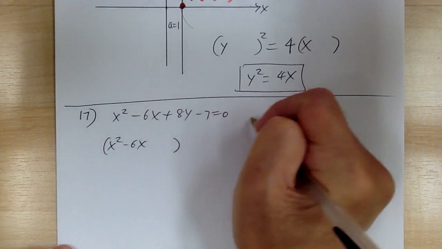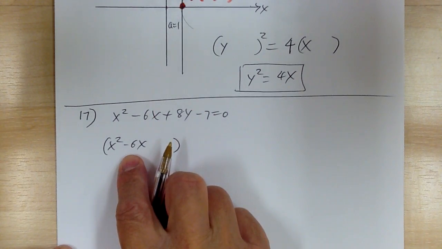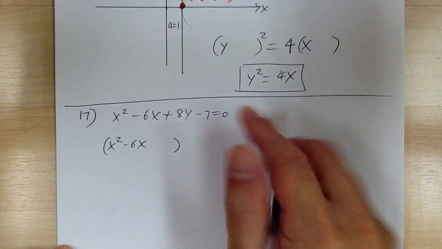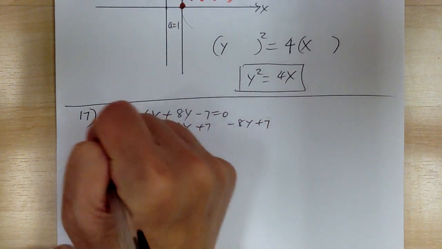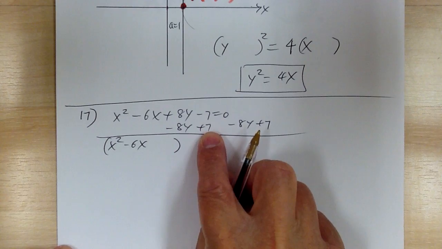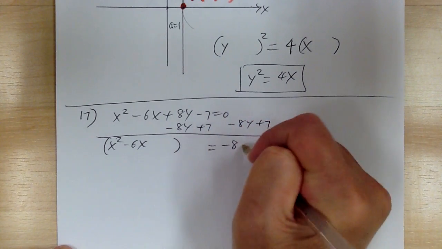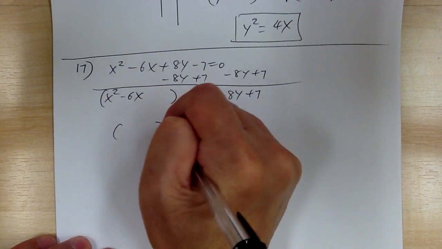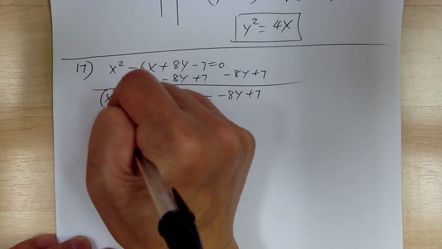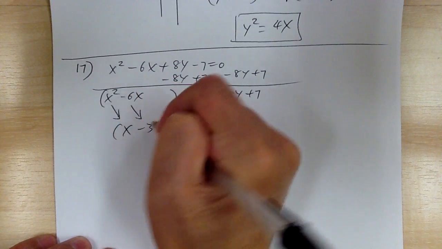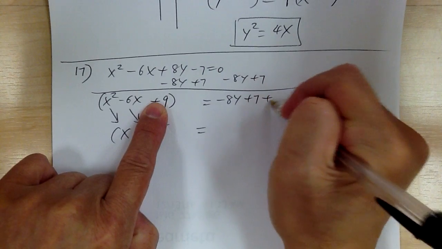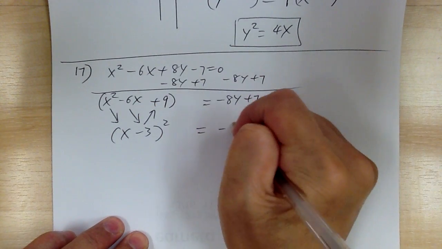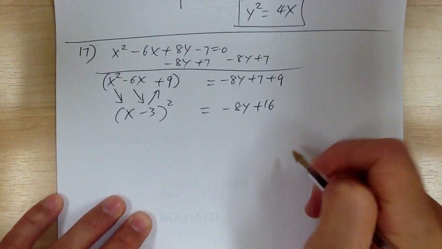x is going to have a square, so the terms that are not squared, you have to put on the other side. So minus 8y plus 7. You can write it down so it helps you to avoid careless mistakes. Okay, and get your perfect square. So from this you get x, from this you get minus 3, so you get plus 9. Since you add 9 here, you need to add 9 over here. So you end up with negative 8y plus 16.